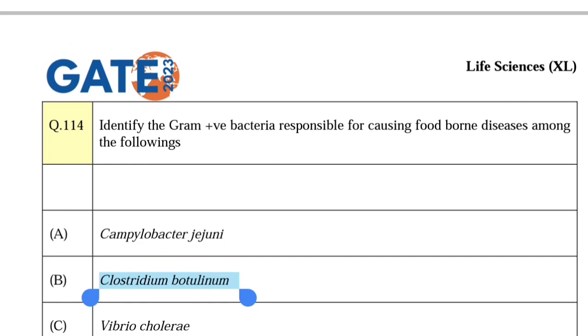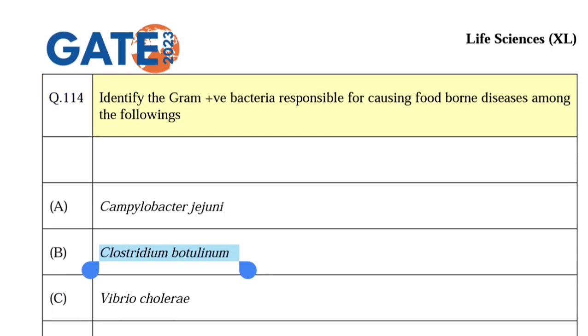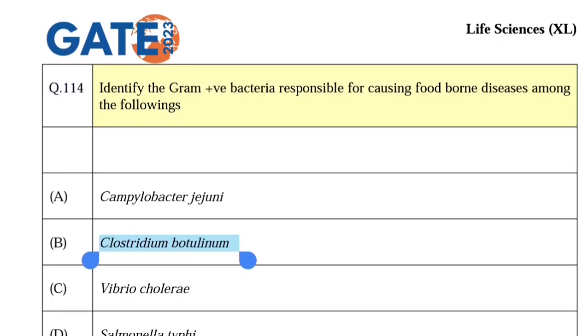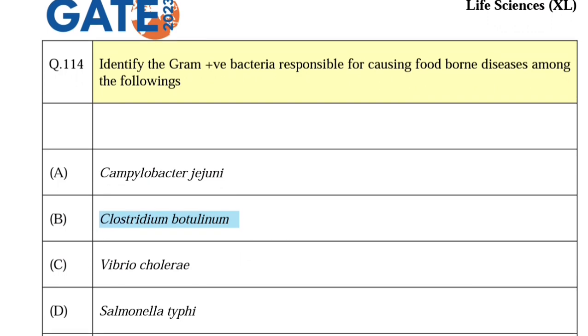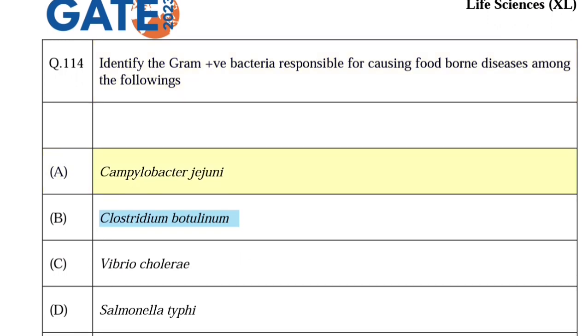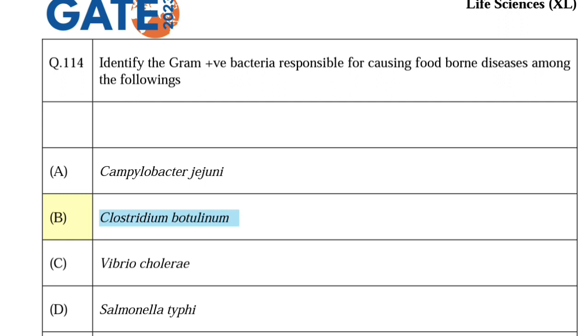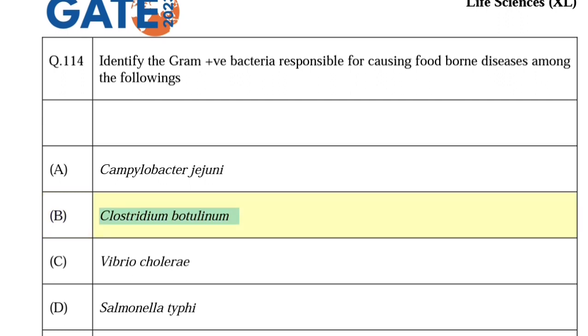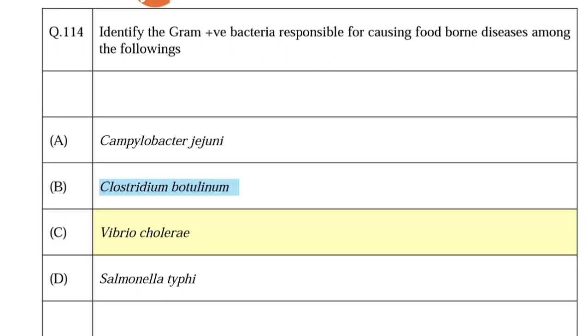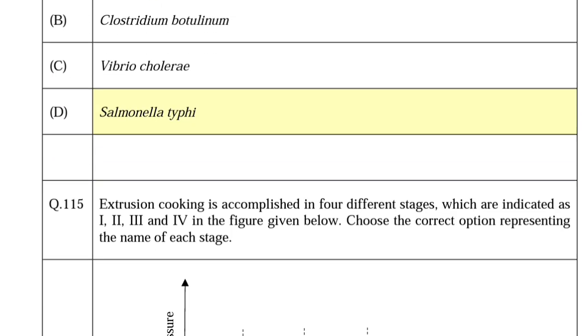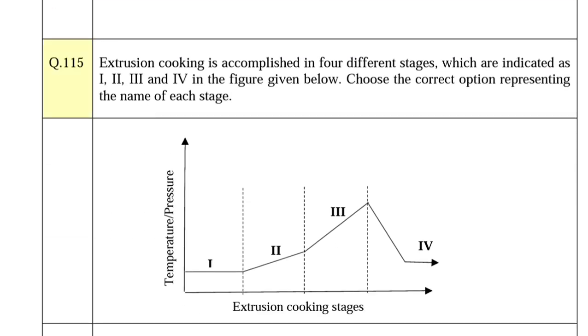Q.114. Identify the Gram-positive bacteria responsible for causing food-borne diseases among the followings. A. Campylobacter jejuni. B. Clostridium botulinum. C. Vibrio cholerae. D. Salmonella typhi. Q.115.